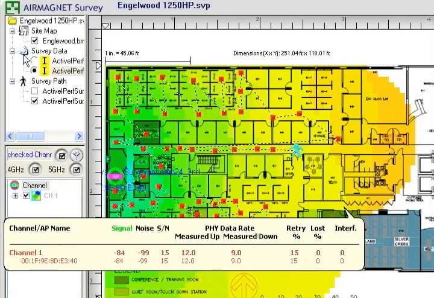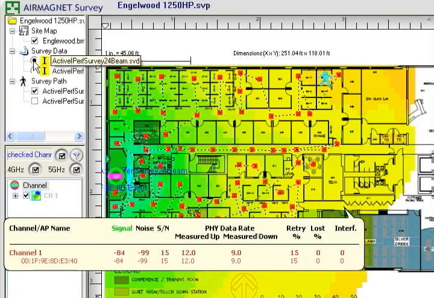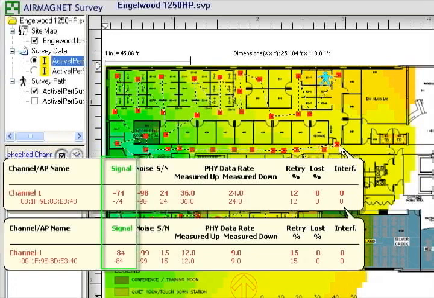Moving that data down, let's load the beamforming survey. Again, moving our arrow to that same location, let's view side by side the two signal strengths. An increase of 10 dBm just by enabling beamforming.